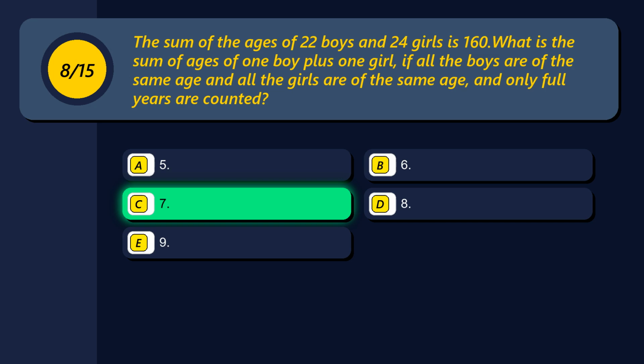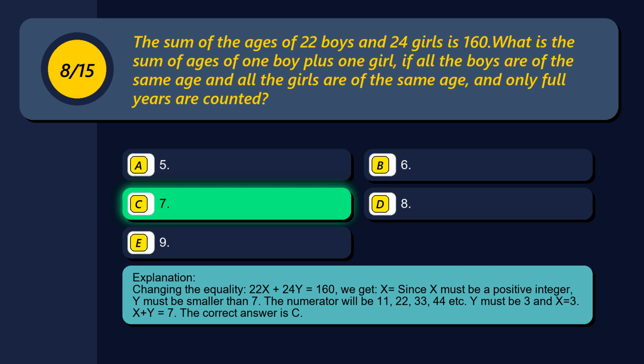The correct answer is option C, 7. Changing the equality, 22x plus 24y equals 160, we get x equals... Since x must be a positive integer, y must be smaller than 7. The numerator will be 11, 22, 33, 44, etc. Y must be 3 and x equals 3, x plus y equals 7. The correct answer is C.